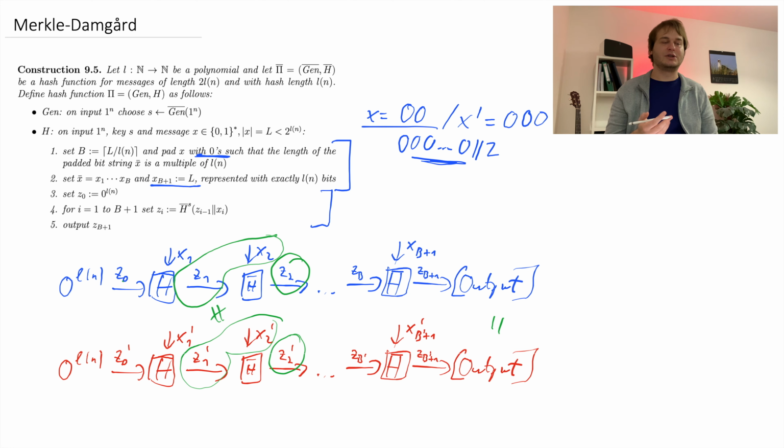And now my question to you is, do you have a precise argument why there needs to be such a position where the outputs of the hash functions are equal, but the input of the hash function is not equal? Think about it for a second.